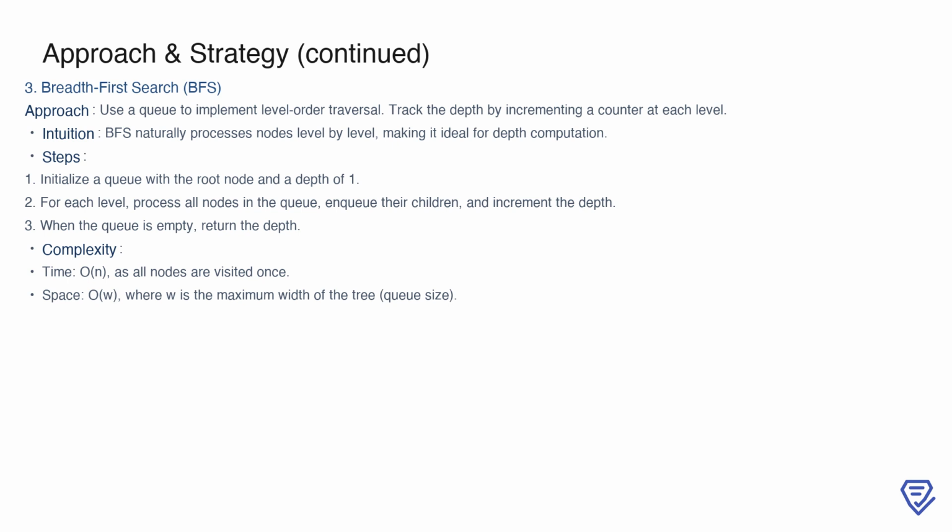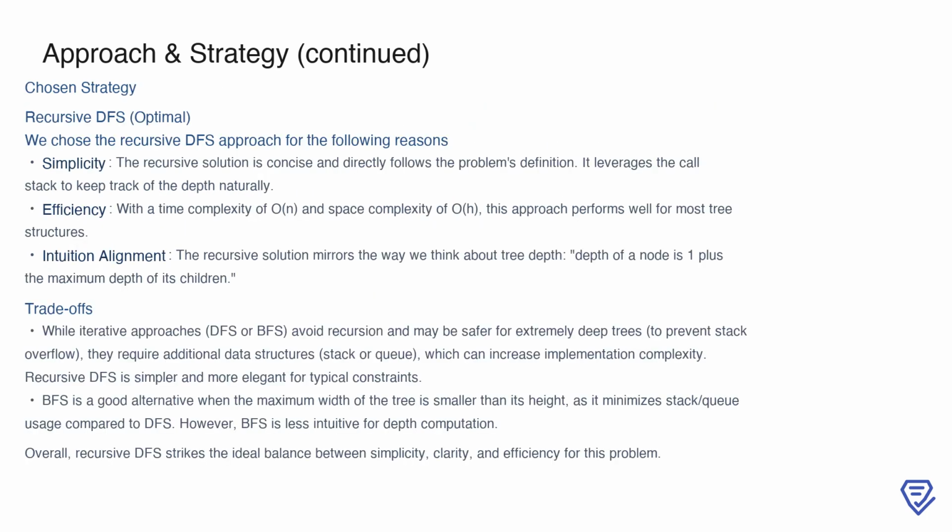depth. The time complexity is O(n), as each node is visited once, and the space complexity is O(w), where w is the maximum width of the tree, reflecting the largest number of nodes in the queue at any given time. Out of these approaches, the recursive DFS method is our chosen strategy.